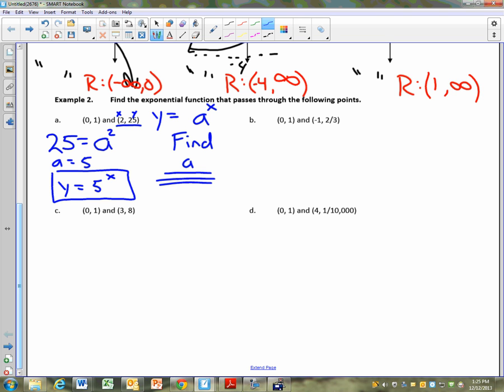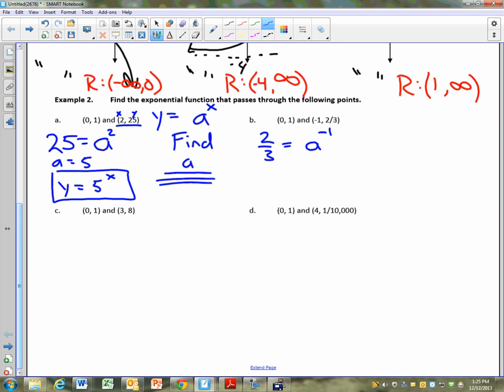Now we have our y value is 2/3 is equal to a to the negative 1. What number? Question. Watch. Ready? 5 to the second power is 25. 5 to the 0 power is 1, so it fits both of them. Okay? It fits both of them.